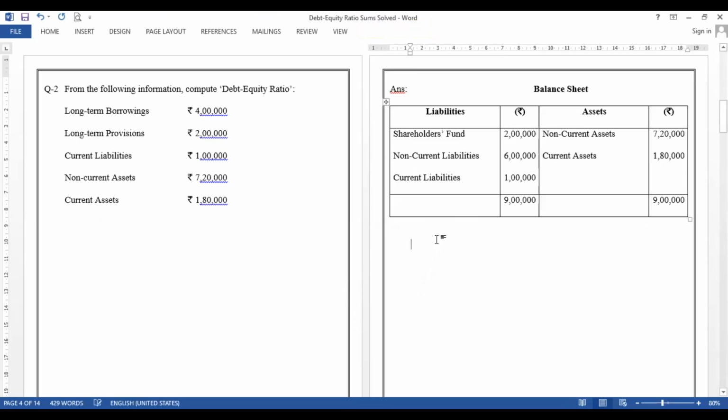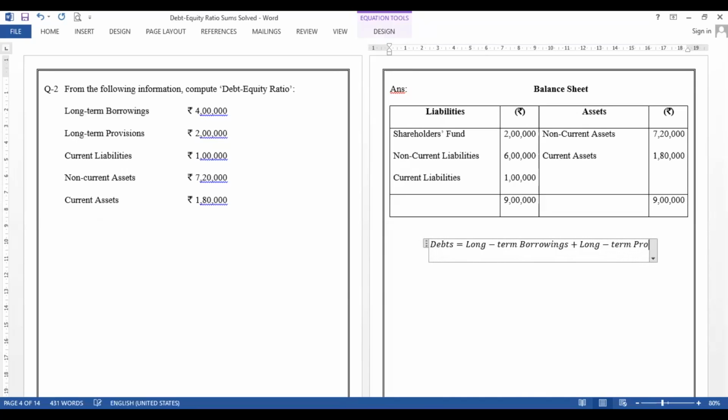But again, as I told you, what we have to show is in the board exams. So let me write this for you. Debts will be equal to long-term borrowings plus long-term provisions.